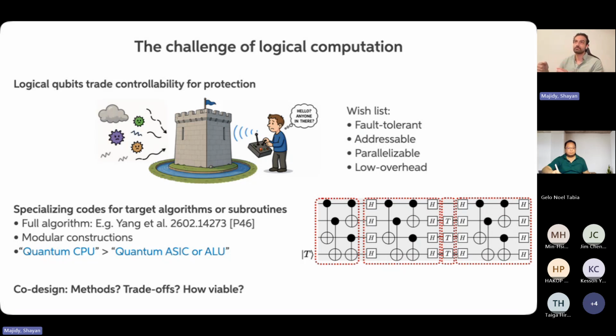A second question is around trade-offs. Even if you can make it so certain gates are as cheap as possible, what do you have to give up to make targeted gates as cheap as possible? So what are the trade-offs? And finally, how viable is it?